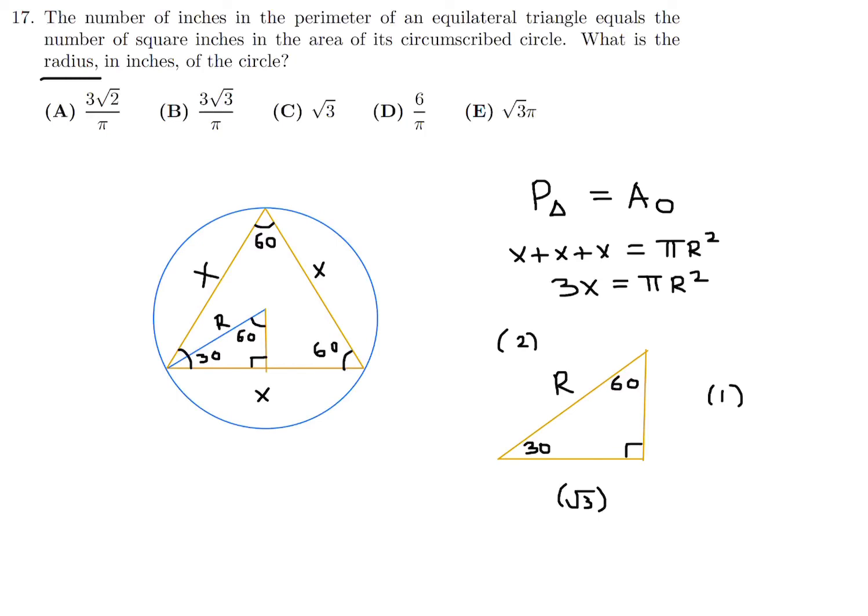And we also know that this side is x over 2, correct? Because this whole side is x. And when I drew that perpendicular, it basically cuts that x in half. So there you have it. I've got a relationship between r and x over 2.